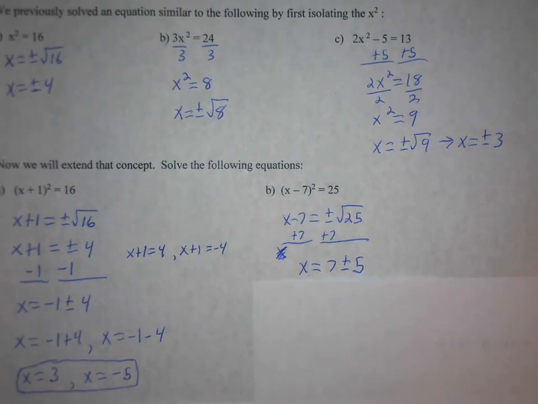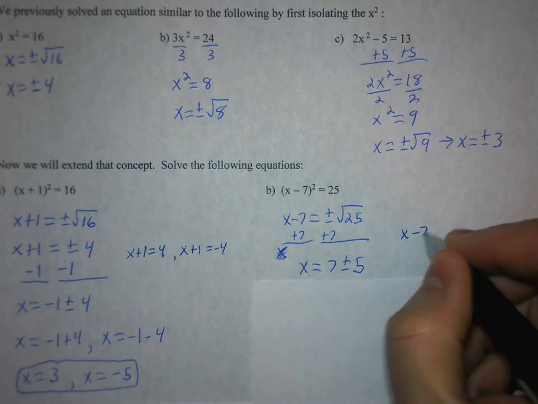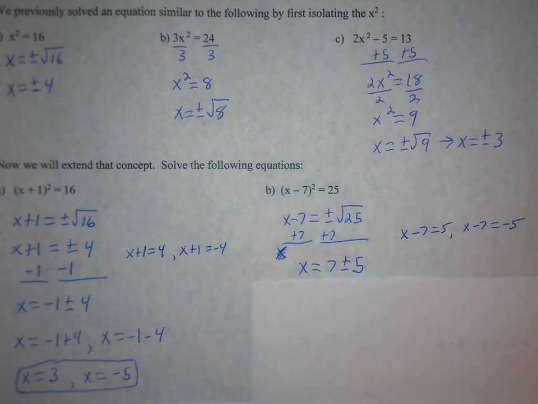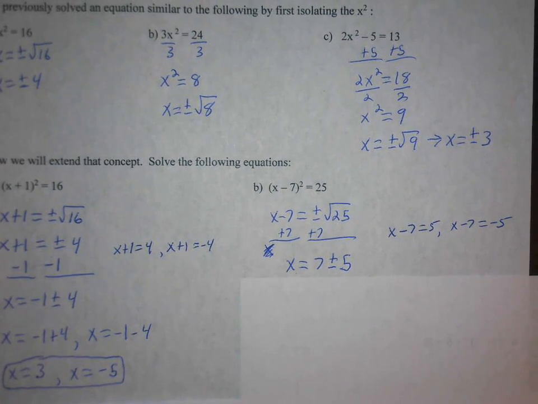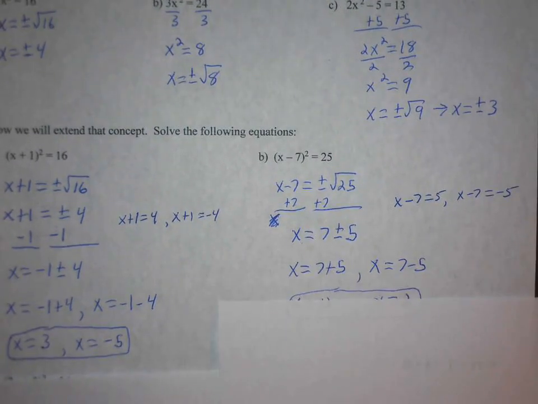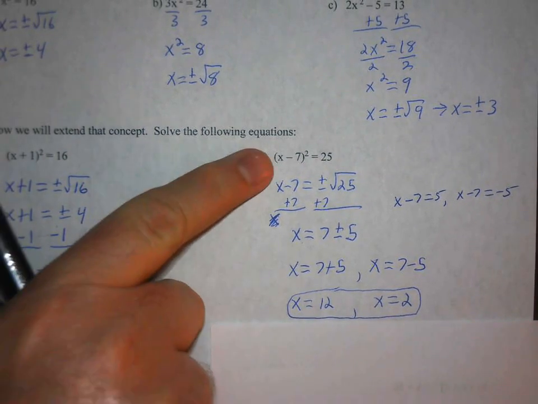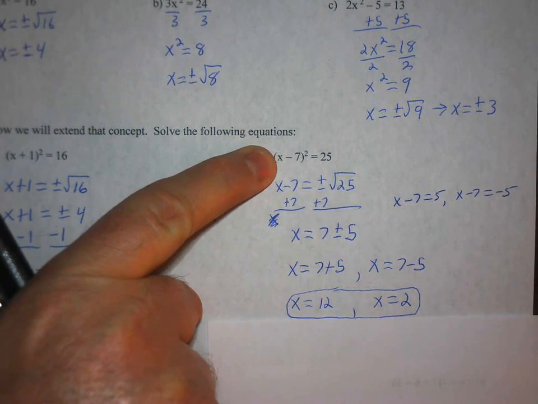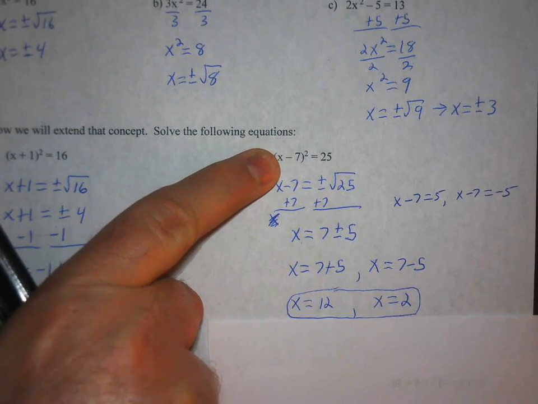Again, this is the point where you could have said x minus 7 equals 5, or x minus 7 equals negative 5, and then solve each of those. Whichever way you're more comfortable with is up to you. You should get positive 12 and 2. If you plug those in, 12 minus 7 is 5, squared is 25. And 2 minus 7 gives you negative 5. Square that, you get positive 25.